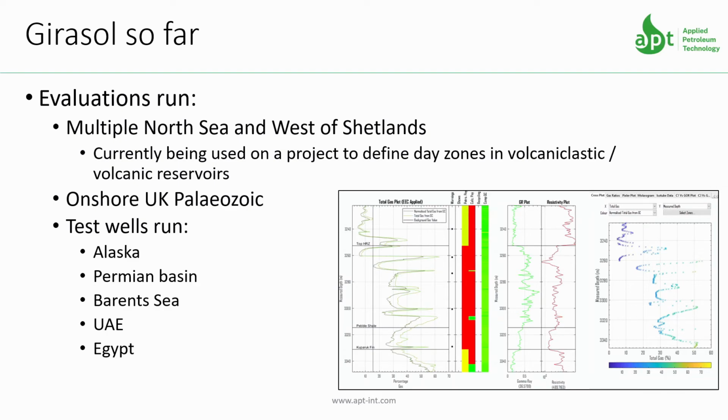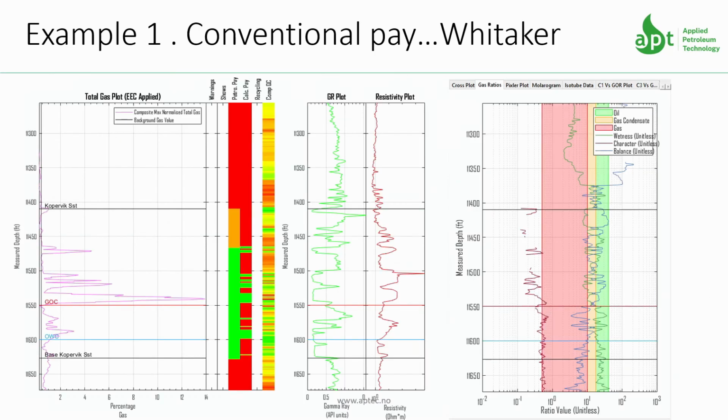And so we've been able to use Girasol to give a different way of looking at the evaluation of those reservoir types. We've also looked at examples from the Paleozoic from the onshore UK, and wells from Alaska, the Permian Basin onshore US, the Barents Sea, the United Arab Emirates, and from Egypt.